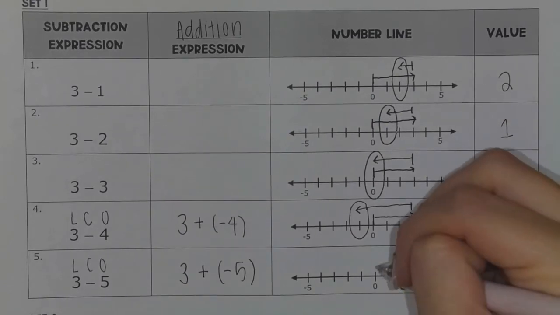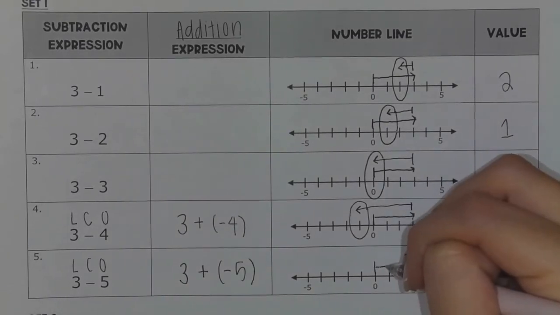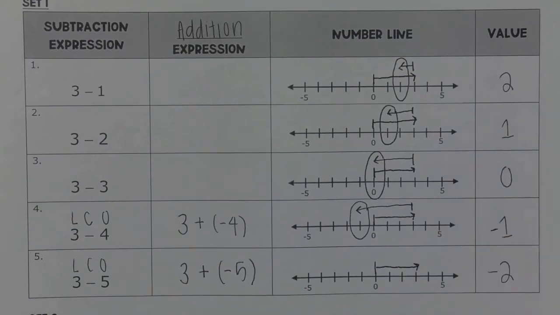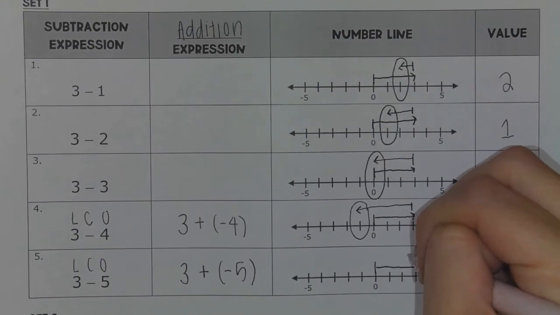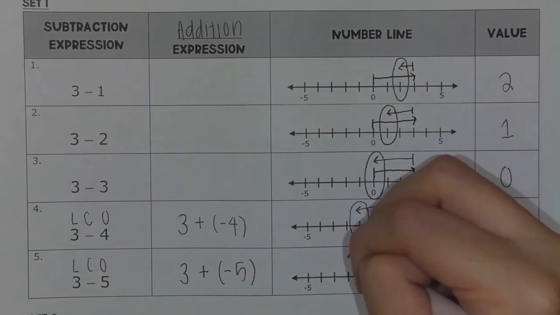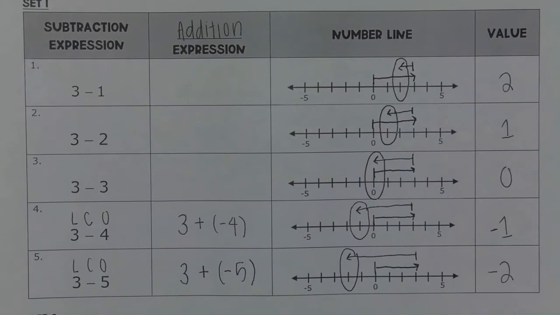And let's prove it with our number line. I'm going to start here at 0, move to the right 3 spaces, stop, and then move back to the left 5 spaces. So there's 1, 2, 3, 4, 5. Sure enough, I end up at negative 2.